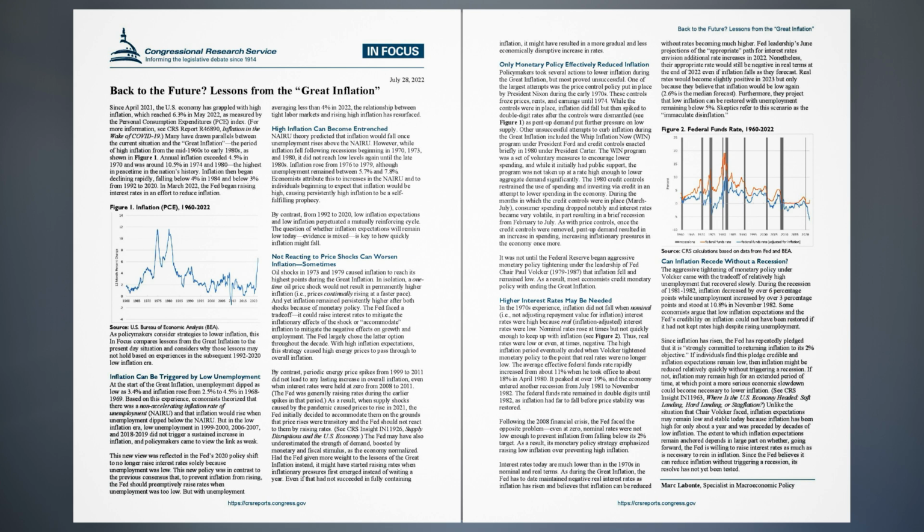Can inflation recede without a recession? The aggressive tightening of monetary policy under Volcker came with the trade-off of relatively high unemployment that recovered slowly. During the recession of 1981-1982, inflation decreased by over 6 percentage points while unemployment increased by over 3 percentage points and stood at 10.8% in November 1982. Some economists argue that low inflation expectations and the Fed's credibility on inflation could not have been restored if it had not kept rates high despite rising unemployment.